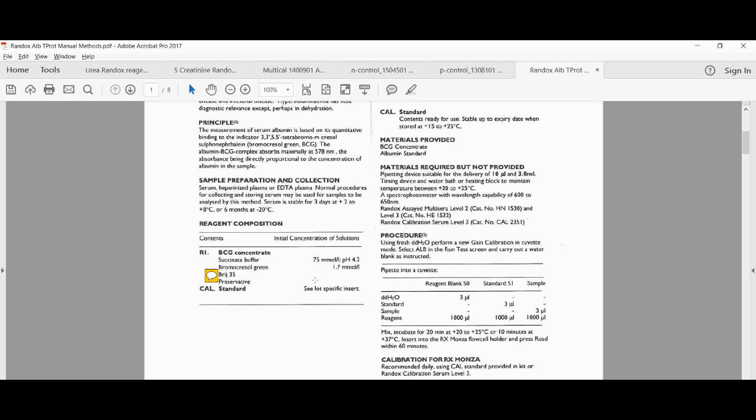So if we had this concentration, then we could make the reagent ourselves, and then we don't have to buy from Randox. But in this case, they didn't give us the reagents of the Bray 35 and the preservative. So this is the contents of the R1 reagent.